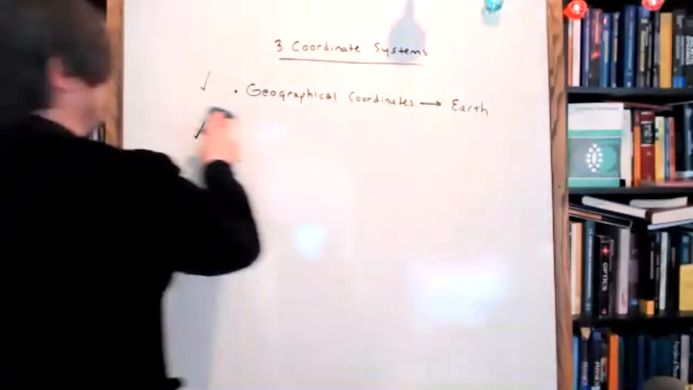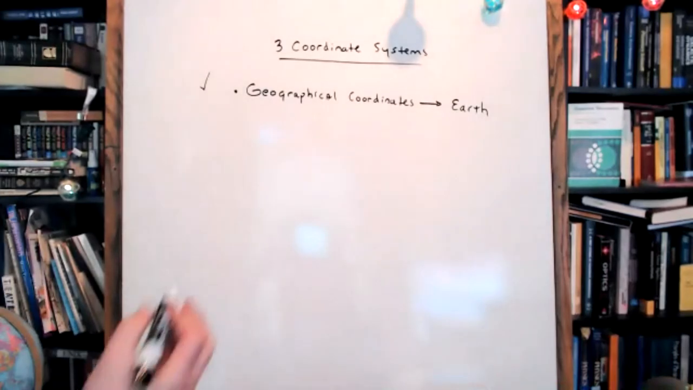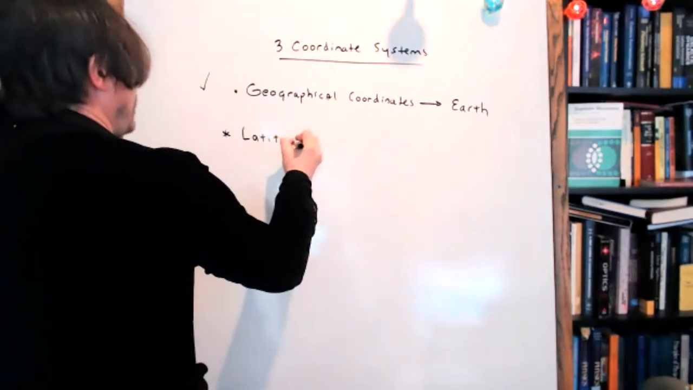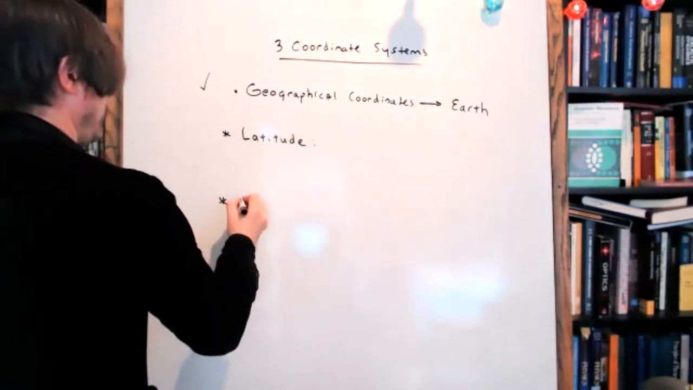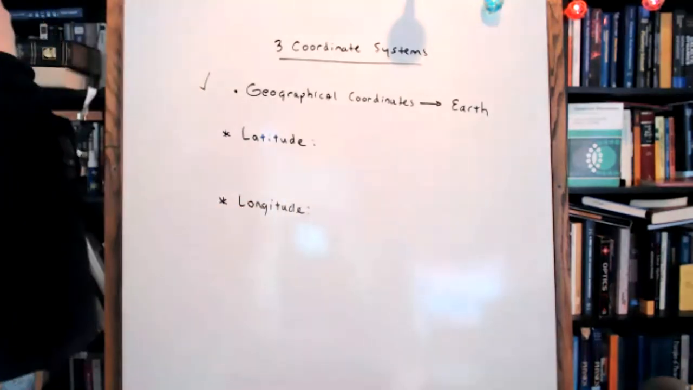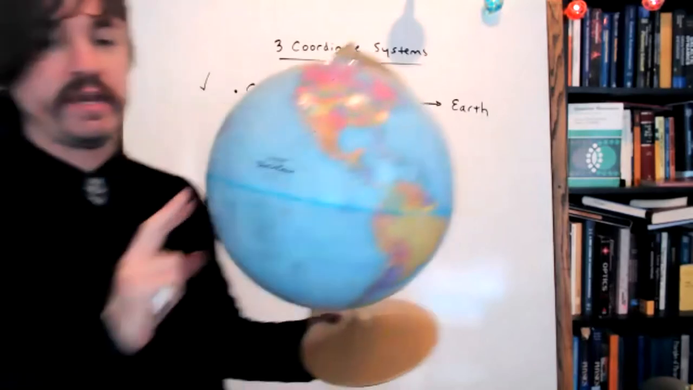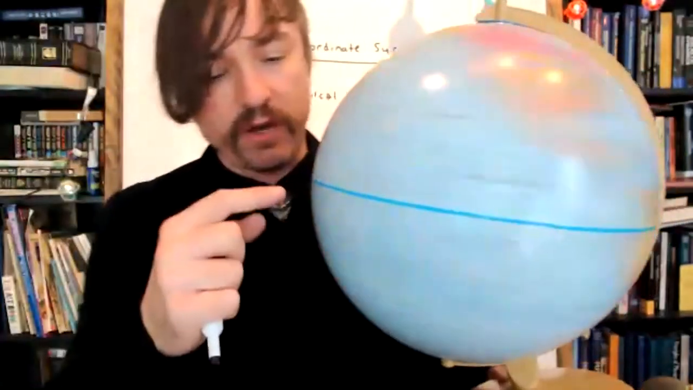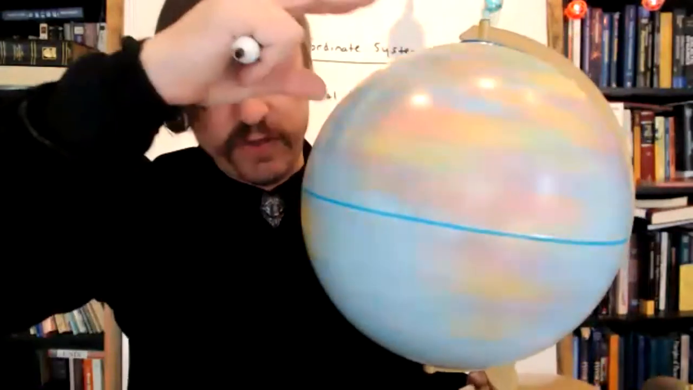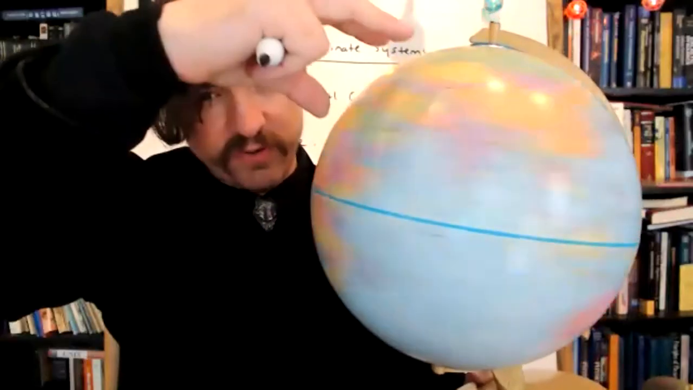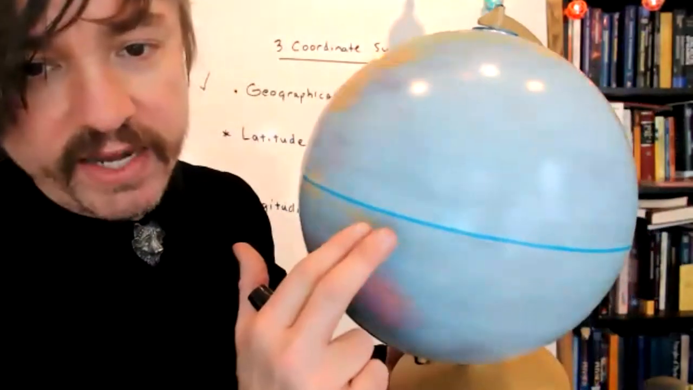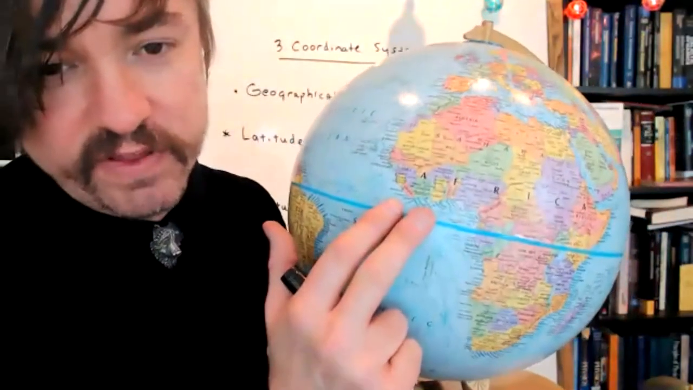We'll start with geographical coordinates, okay? The two angles that we're going to be considering are latitude and longitude. In a spinning Earth, the equator is a unique circle on Earth because the Earth is kind of symmetrical above and below. There's a northern hemisphere and a southern hemisphere. So geographical coordinates kind of make use of the Earth's equator as a reference point.